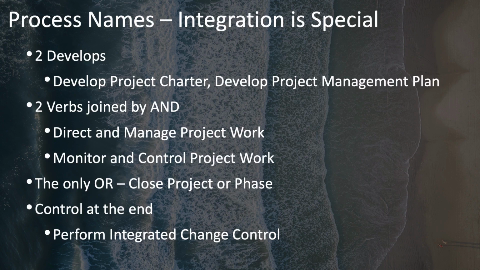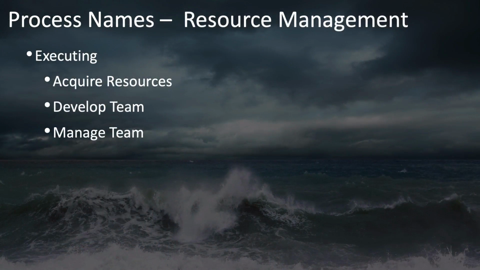And strangely, it is the one that has in the monitoring and controlling process group, the control verb is included as a word at the end. So it has perform as a verb at the beginning, but control at the end as well in perform integrated change control. Resource management deserves a closer look. In the executing process group, it has 3 processes called acquire resources, develop team, and manage team, which are performed in this order.